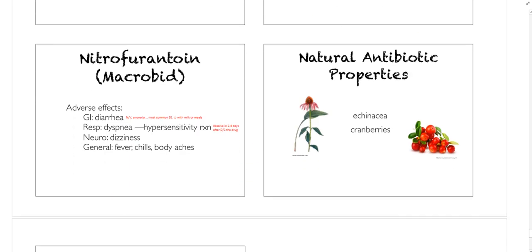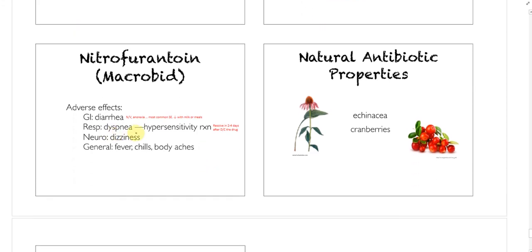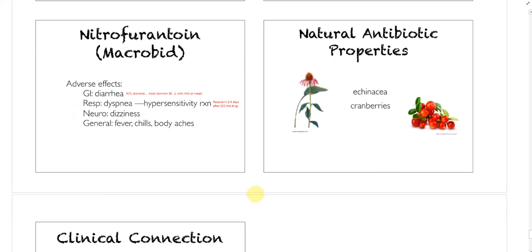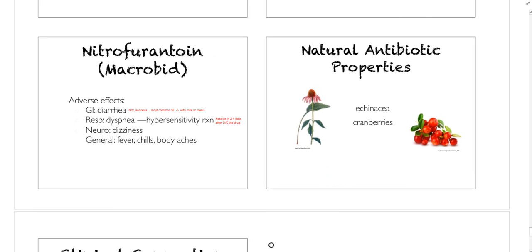We can have nausea, vomiting, diarrhea, anorexia, but we can decrease that with milk or taking it with meals. We can also develop some dyspnea as a hypersensitivity reaction. That normally will resolve, though, in 2 to 4 days after discontinuing the medication. They can also develop dizziness, fever, chills, and body aches. And then evidently, echinacea and cranberries may have some natural antibiotic properties, but I don't think we're ever going to give those in the hospital.